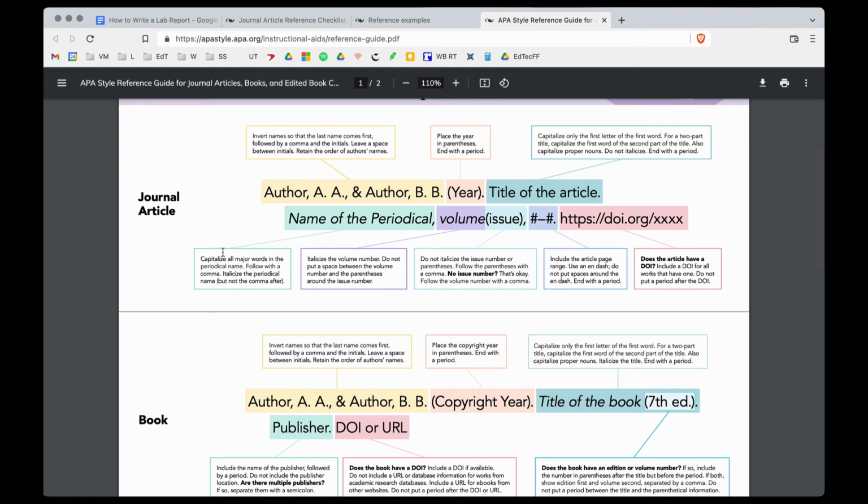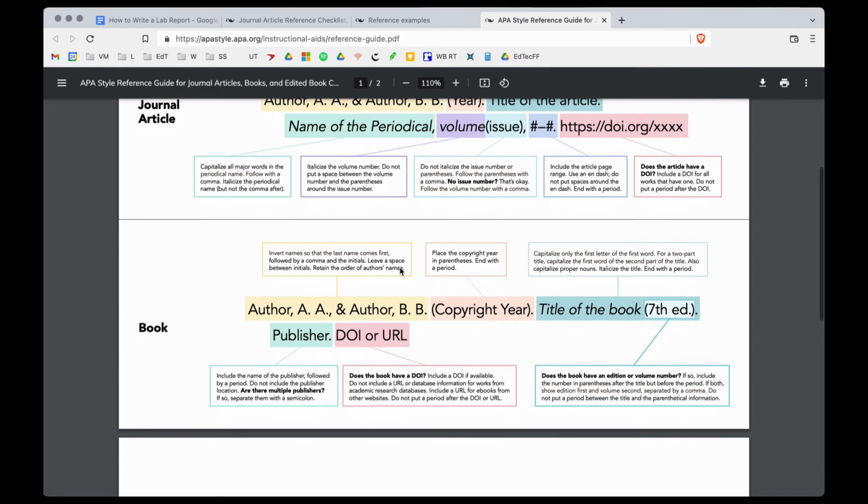Name of the periodical. You capitalize all the major words in the periodical. You do italicize the volume number, but you do not italicize the issue number. The page range, so it might be page 25 through 36, and the DOI. The DOI is kind of like the URL of the paper. This is how you have a journal article.